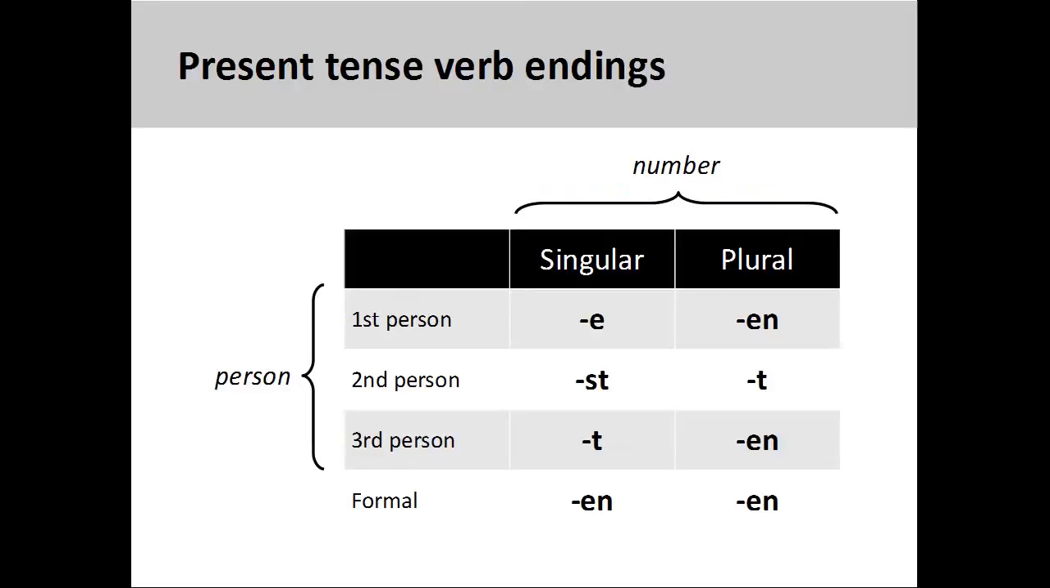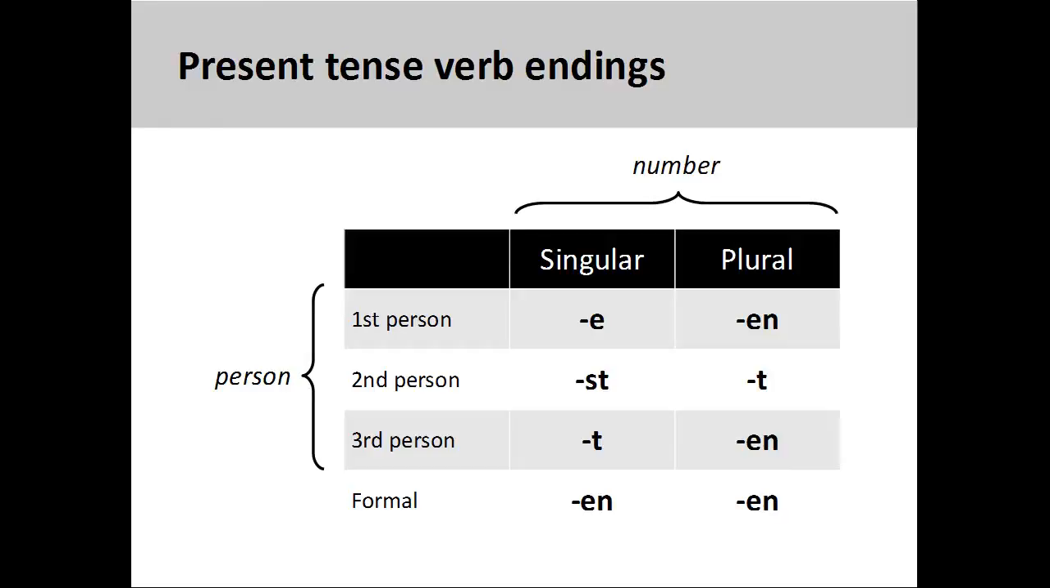In German, present tense verb endings are determined both by the number of the subject they modify, singular or plural, and the person of the subject, first, second, or third person. There are also singular and plural endings for the formal form of address. The term present tense simply means that the action of the verb occurs in the present moment and not, say, in the past. You will use this conjugation pattern most frequently in German.